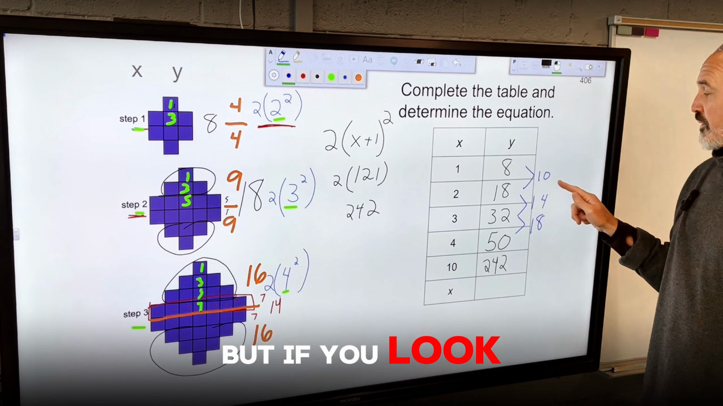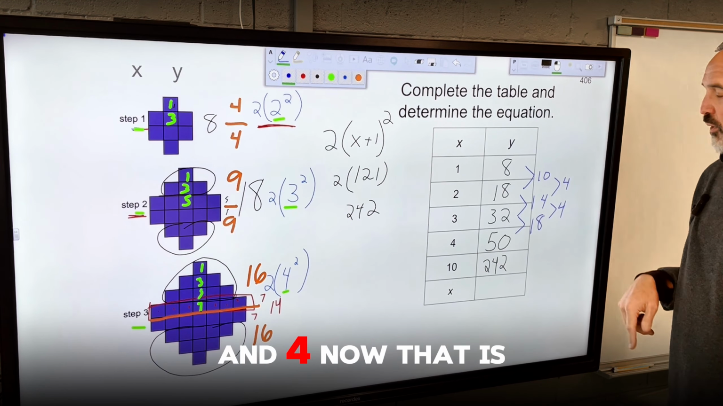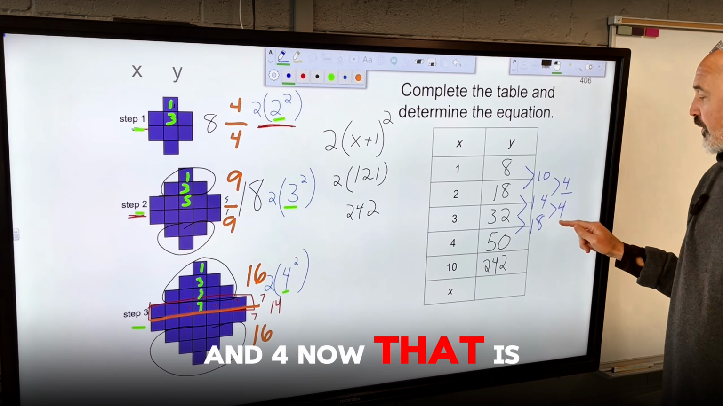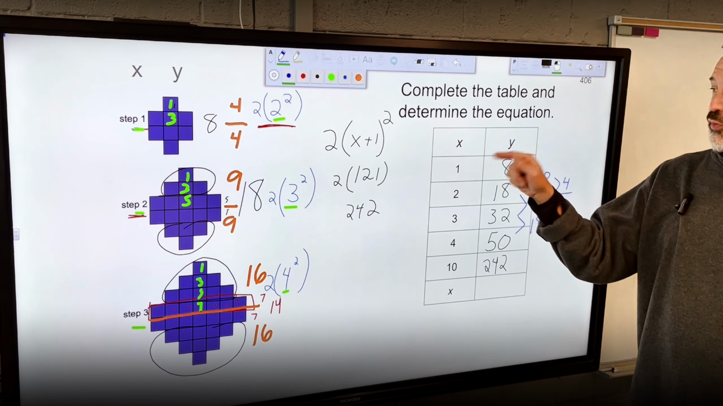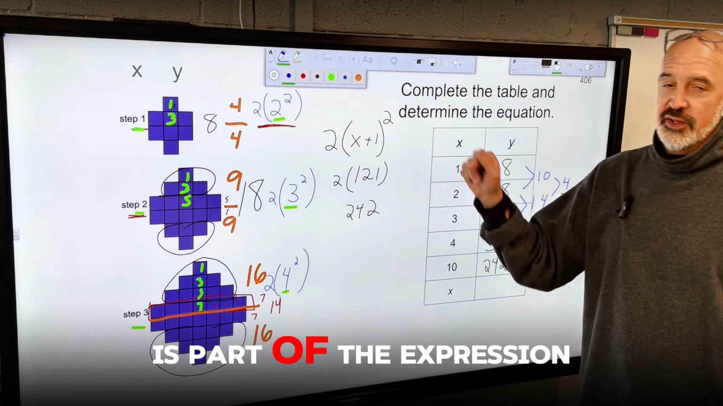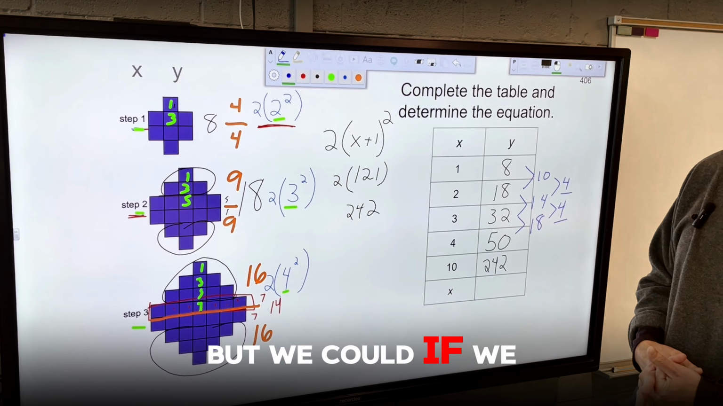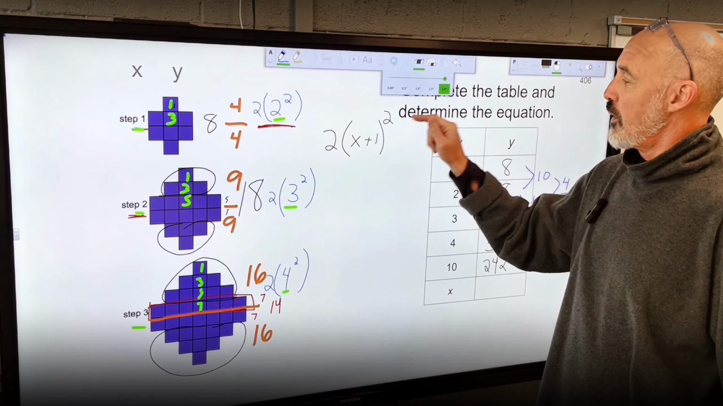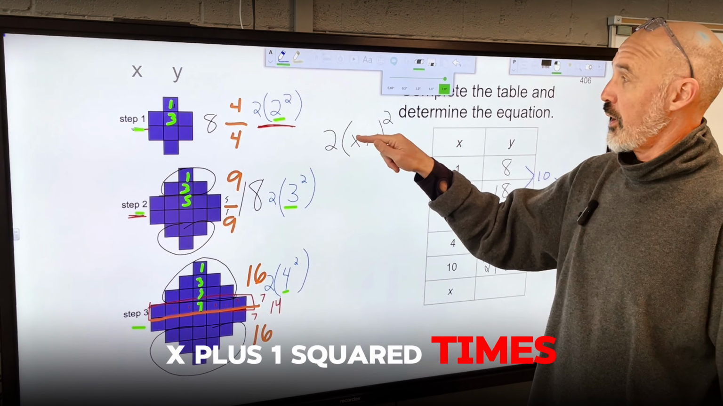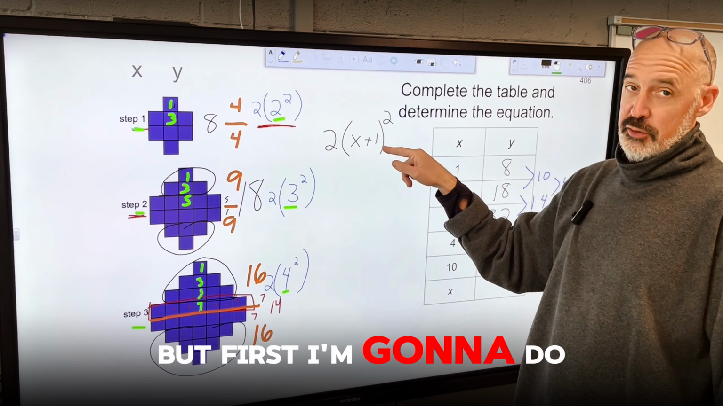But if you look, the second difference here is 4 and 4. Now that is proof that it is a quadratic function. It's also proof that 4 is part of the expression, but we don't see it that way yet. But we could if we expanded (x plus 1) squared times 2. So there's other ways to see this as well. But first I'm going to do the math part.